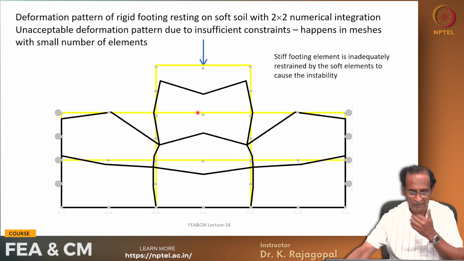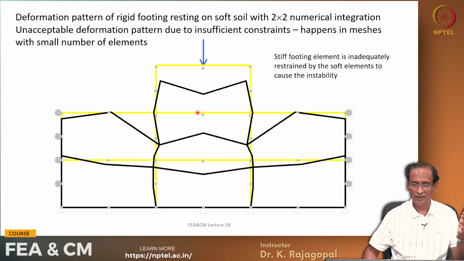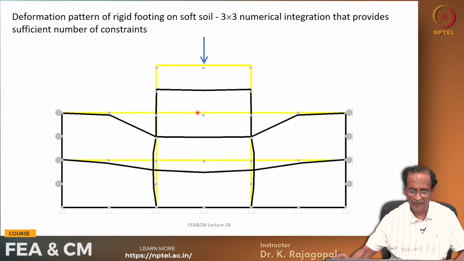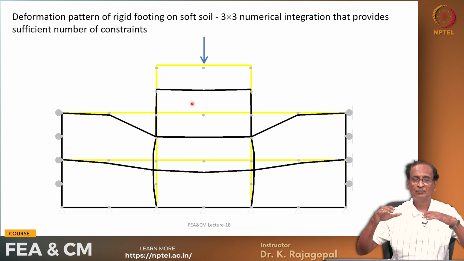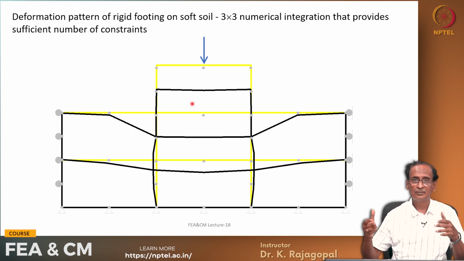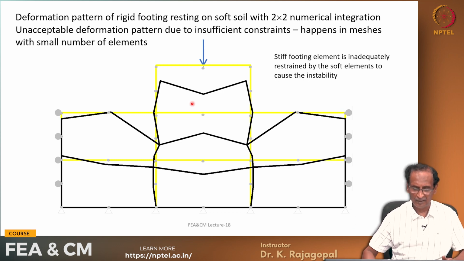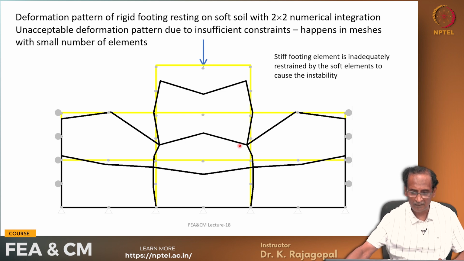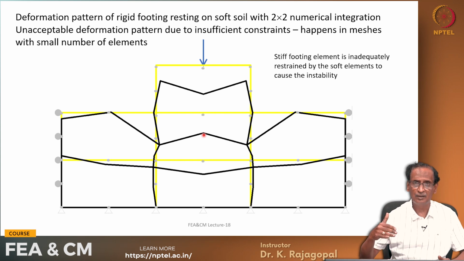For all the elements, the stiffness is evaluated using 2/2 numerical integration, and the same thing performed with a 3/3 integration is giving the result that we expect. So, if you have a rigid element, it should just simply move like a rigid body. It should undergo a uniform settlement all through, whereas here it has not done. It has undergone some settlement outside, but then inside it has not undergone equal settlement.